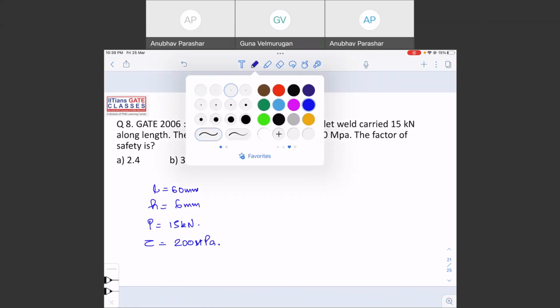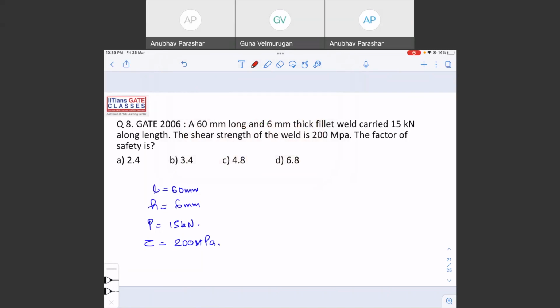Okay, so can I calculate the maximum? What is the maximum load that can be applied to this weld? P max. It is tau max into 0.707 HL. That is equal to 200 into 0.707 into 6 into 60, where H is 6 and L is 60.